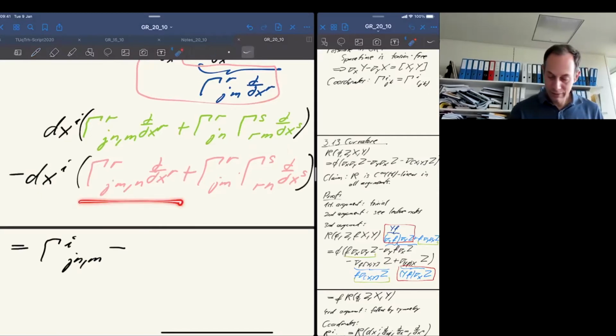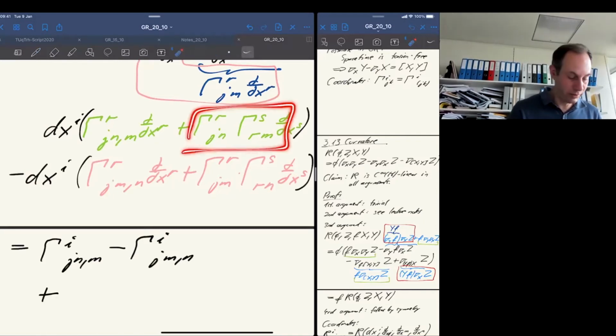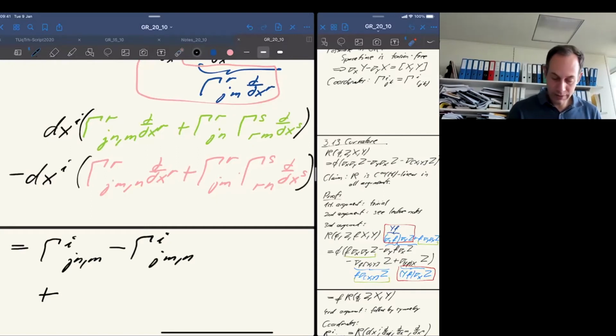And now, just for convenience for later, I will not continue with this term, but with that one. And here, of course, I have something very similar. I have gamma i, j, m, comma, n. And now I write down the other terms. So let's proceed with this one. Again, the r is turned into an i. So I have gamma i, r, m.